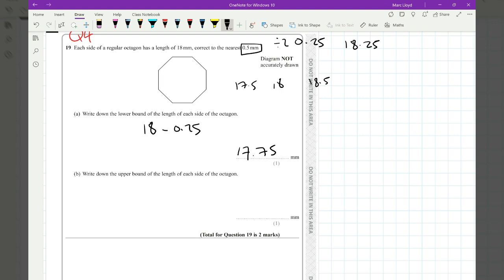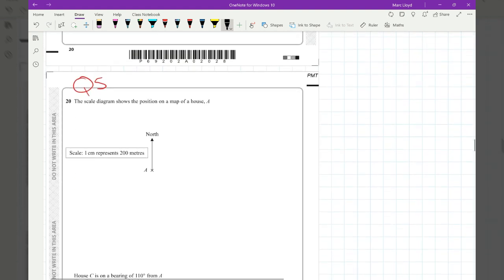Write down the upper bound for the length of each side of the octagon. Oh, same thing. We've already worked it out. 18.25. Perfect. Always wonder why they've used a whole page just for those 2 marks, but there we go. It is what it is. Question 4 is done. Right, question 5.